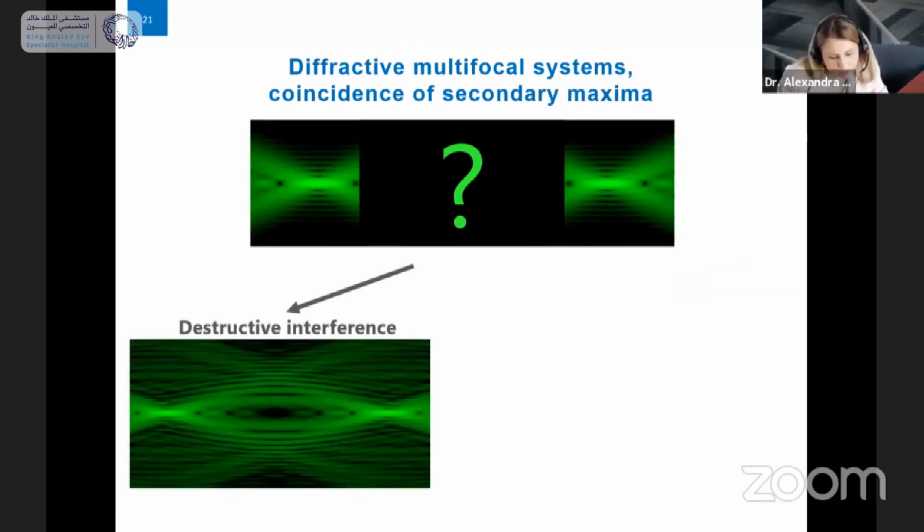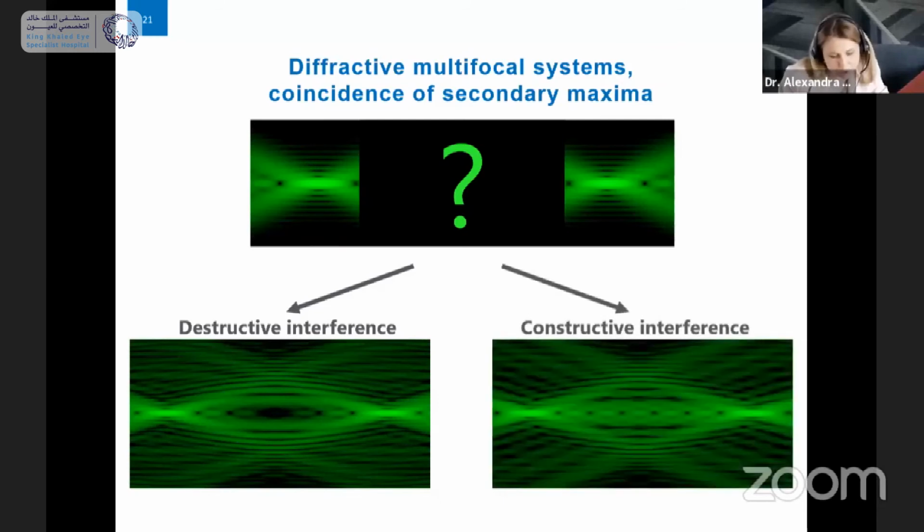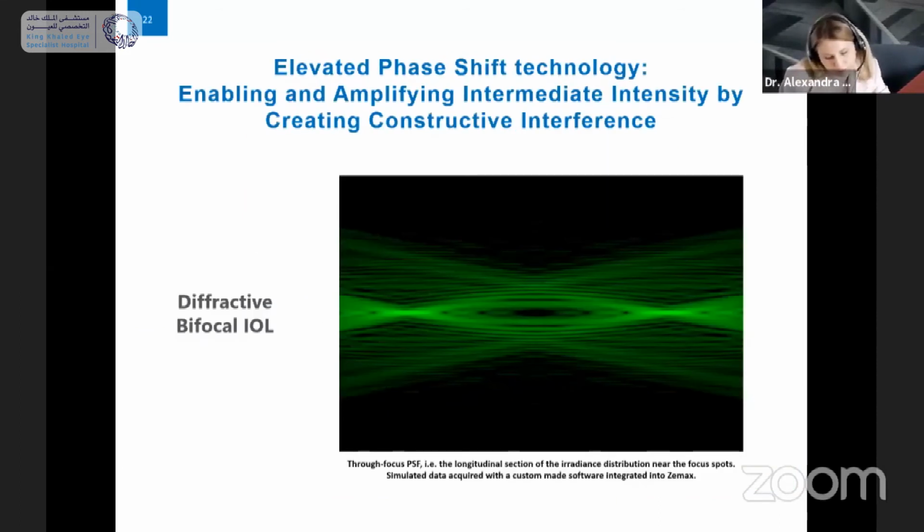So if these two are using destructive interference, you have a near and far focus, and in the middle you have no amount of energy. If you use constructive interference, as I showed you, where the same wavelengths are in phase, from the loss of these two orders you can create an amount of energy and get a peak for intermediate vision or intermediate focus. So this is the bifocal lens you can see.